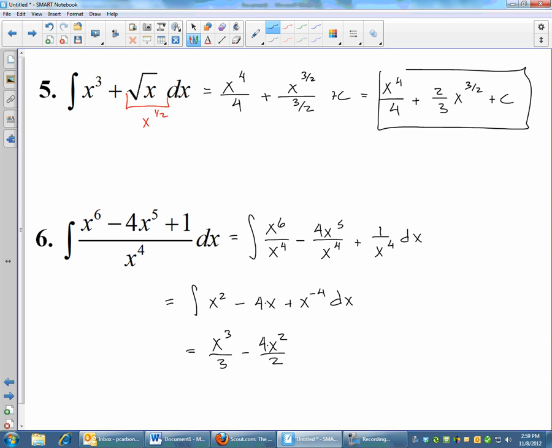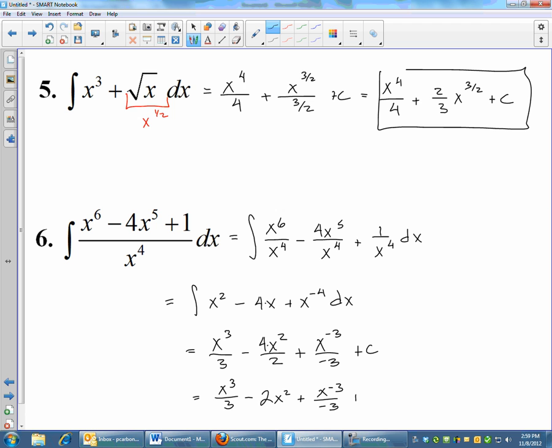All constants I'm just going to bring along for the ride. Plus -4 plus 1. Be careful with your negatives. -4 plus 1 is -3, over -3, plus some constant. And I'm okay if you leave it like that, but if you're an overachiever, 4 over 2 is 2. I'm just going to leave it as x to -3 over -3.